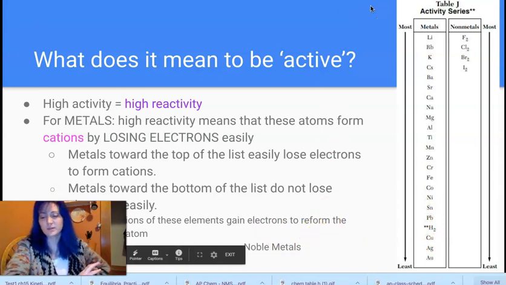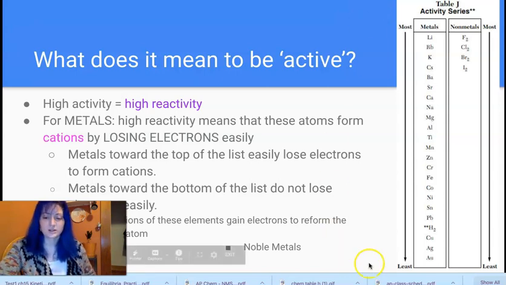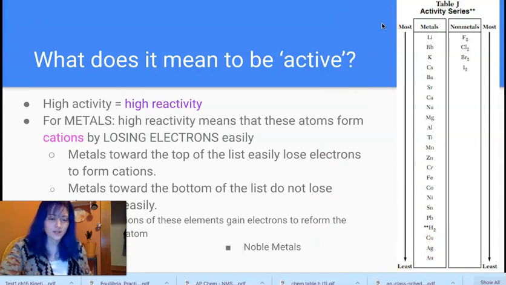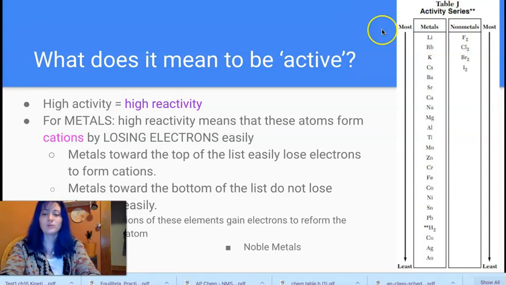If you look at the bottom of this list, who do you have down here? You have silver and gold. These are noble metals. What do we use these for? Jewelry, right? Why do we use them for jewelry? Because they don't react when you wear them. You definitely don't want your jewelry reacting while you're wearing it. So we choose those metals based on their inactivity.